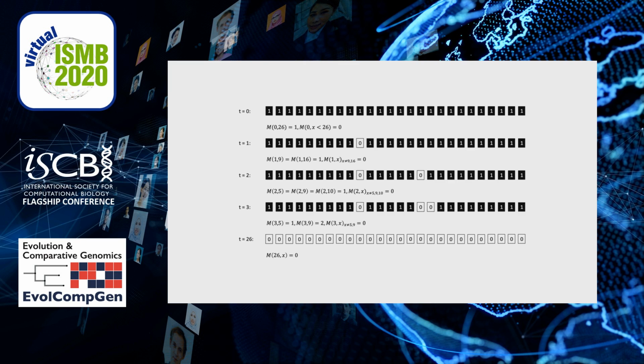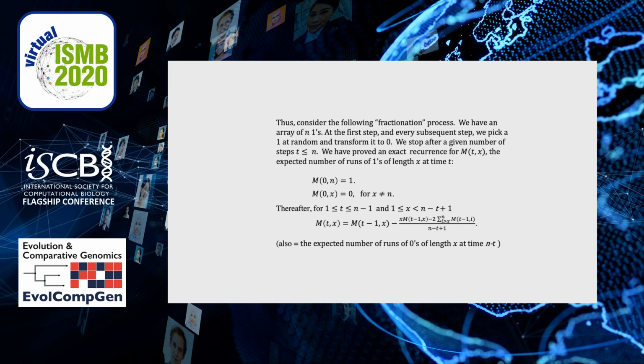It starts with an initial row of ones with length n. At each step, we pick a 1 at random and transform it to 0. We stop after a given number of steps, which is less than or equal to n. M(t,x) is the notation for the expected number of runs of length x at time t. Here we present a proved recurrence for M(t,x). We believe this is a new result.